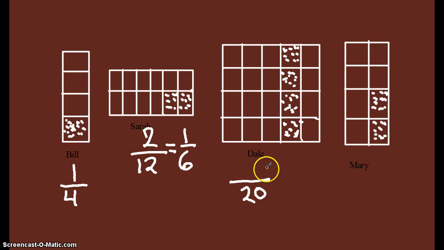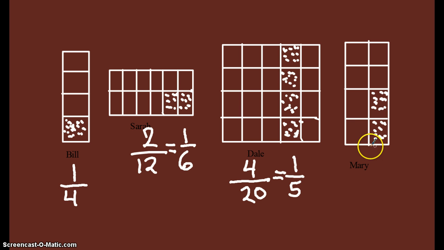Now, how many units are polka dot? We have 1, 2, 3, 4. So 4/20ths of Dale's patch is polka dot. But I can reduce that down to simplest terms. And the greatest common factor of 4 and 20 is 4. And if I divide 4 by 4, that's going to give me 1. And if I divide 20 by 4, that's going to give me 5.